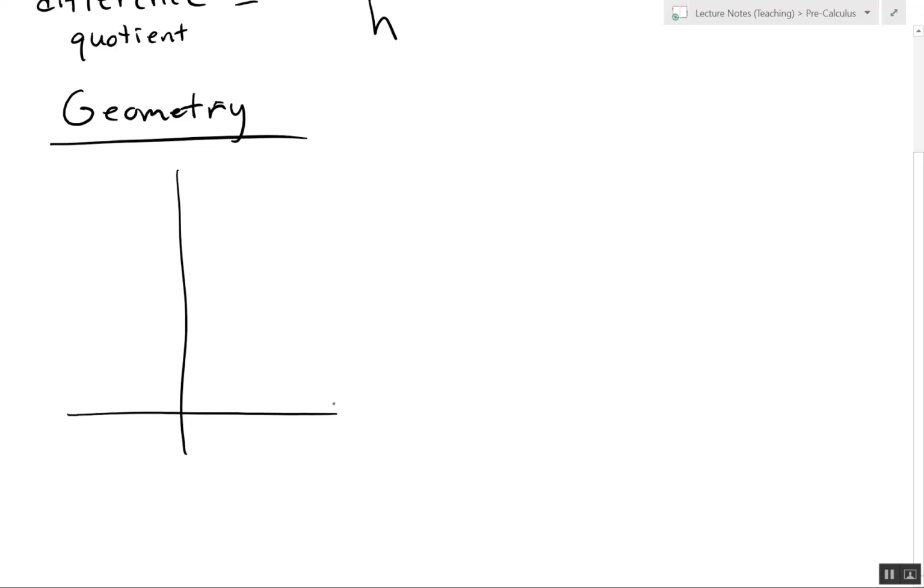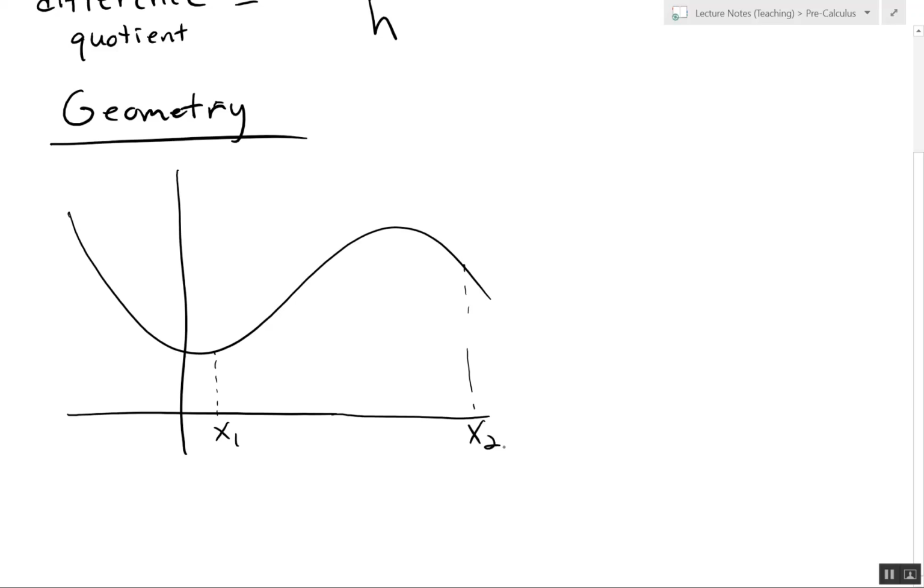Geometry, sorry I keep hitting the erase button. So let's look at some particular function here. I'm just going to draw something very generic. And we're going to look at some point, we'll call this x1, and we're going to look at some other point down the road called x2. Now, these 2 points have a distance between each other, and this distance here is going to be known as h.